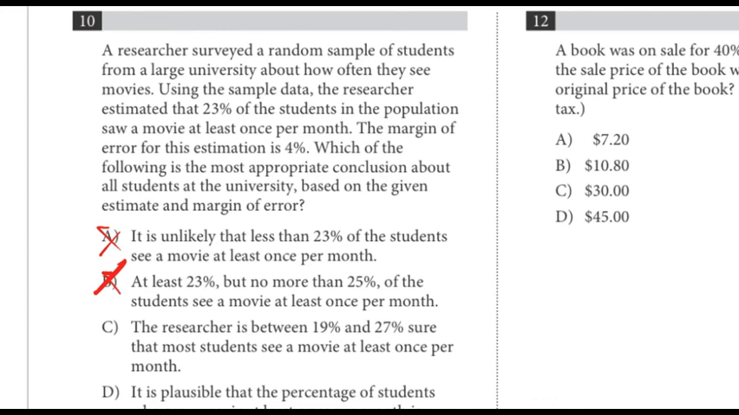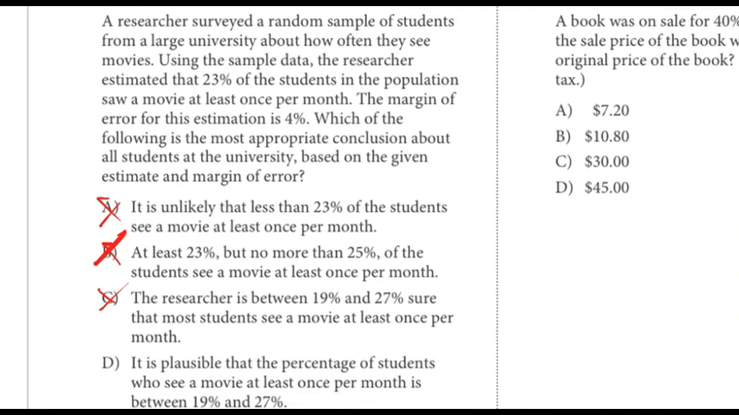And answer choice C says the researcher is between 19% and 27% sure that most students see a movie at least once per month. Well, that one makes no sense. The researcher is 19 to 27% sure. That doesn't even follow the story. They're talking about the students in the population that saw a movie once a month, so the researcher's thoughts have nothing to do with this. So that can't be the answer. Hoping D is the answer because none of these can be.